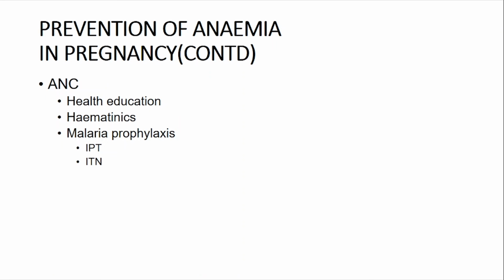Also, antenatal care is very vital in the prevention of anemia in pregnancy, and this can be achieved through health education during antenatal care. Patients need to be counseled about taking their hematinics regularly, and also the need for malaria prophylaxis by the use of intermittent preventive therapy for malaria, and by the use of insecticide-treated nets for the prevention of malaria in pregnancy, thereby preventing anemia in pregnancy.